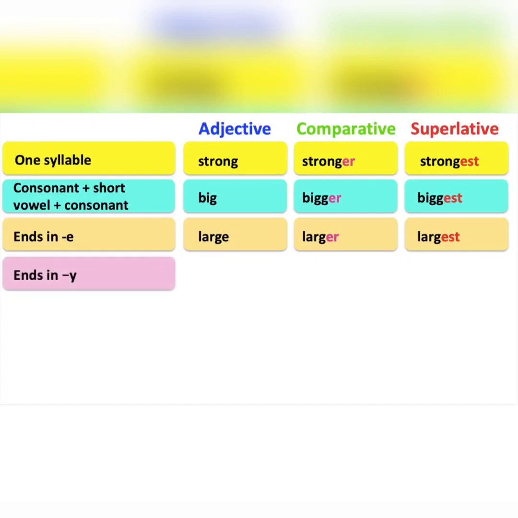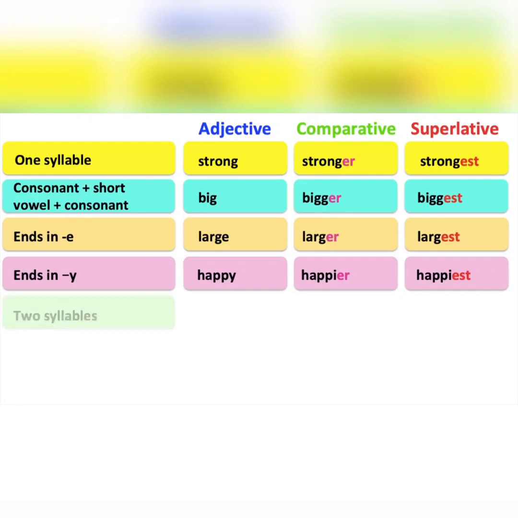For two-syllable adjectives ending in the letter Y, we remove the letter Y and add the letter I before the ending. For example, happy. The comparative adjective is happier. So as you can see, we've replaced the letter Y with the letter I and added the ending er. Again, I've replaced the letter Y with the letter I and added est: happiest.